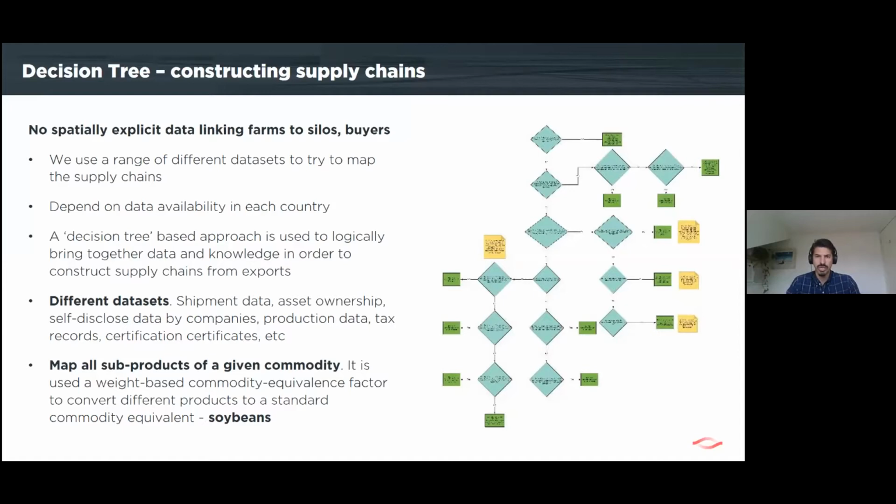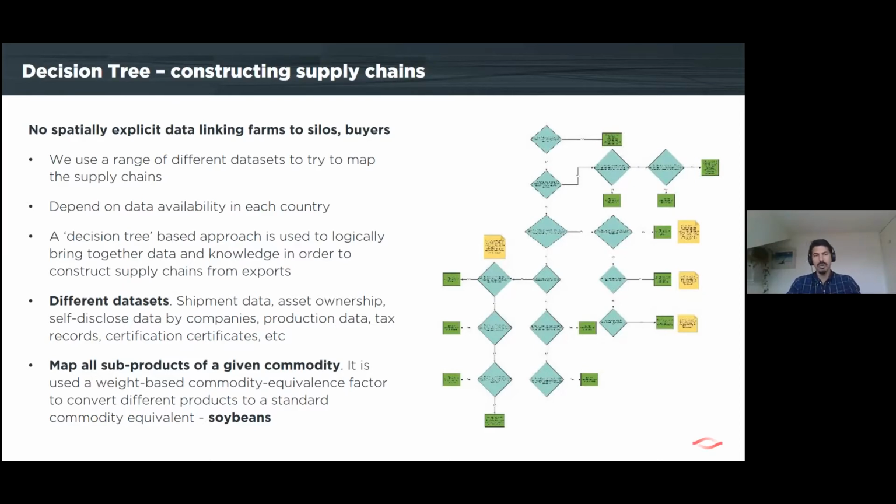So everything starts when we go to one country and see, okay, beef is driving deforestation in Brazil, and we want to start mapping it to the exports. So we look at all the data available, any data that the government has, any data on deforestation, any data on commodity supply chains. It depends on the data availability and the accuracy of each model, which varies across contexts. But basically we use a decision tree based approach to bring all the datasets together and triangulate them to see, great, that's where the commodity is coming from. So we use datasets like shipment data, asset ownership, self-disclosed data by companies, production data, tax records.